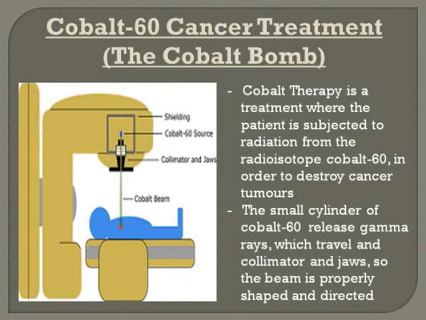Another important use of radioactive isotopes is in cobalt therapy, where cobalt-60, an isotope of cobalt, is used to destroy cancer cells and tumors in the body. The way it works is the patient lies down on a machine where a small cylinder of cobalt-60 releases gamma rays which travel through a device called the collimator jaws, which direct the beam and ensure it hits the target area of the patient.